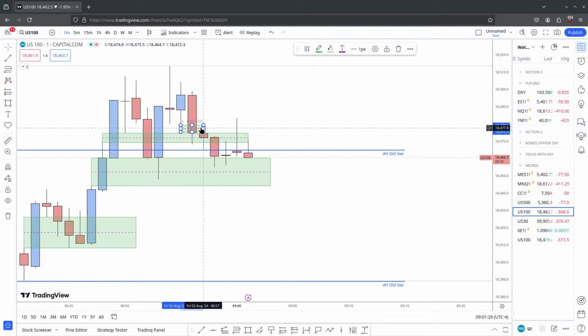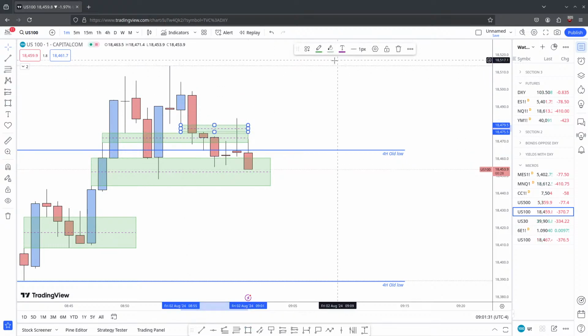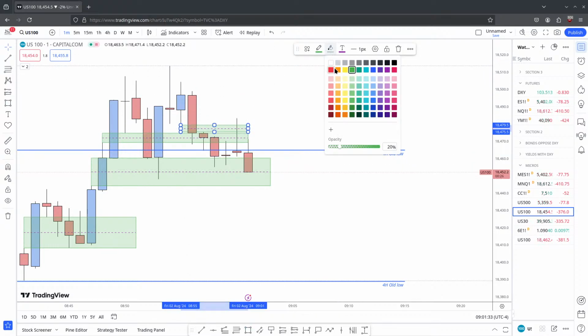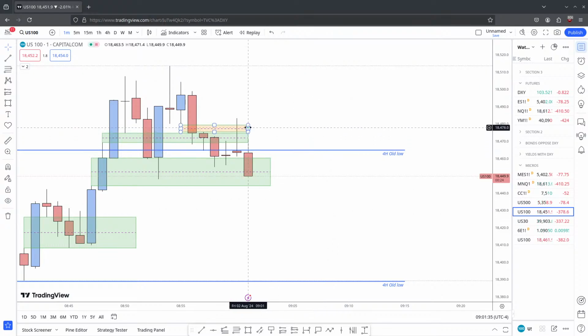I'll quickly take note of that gap. Make that gap orange. So we rejected that one. We closed above this one, traded into this one more time. It's tanking off lower. See if we can get a close below this one here.